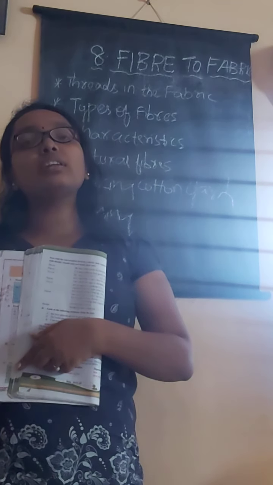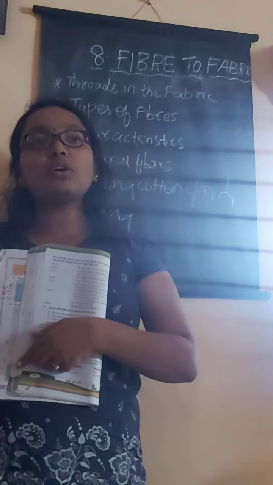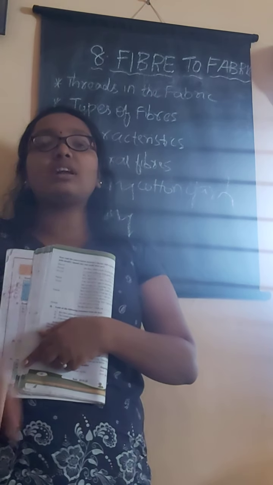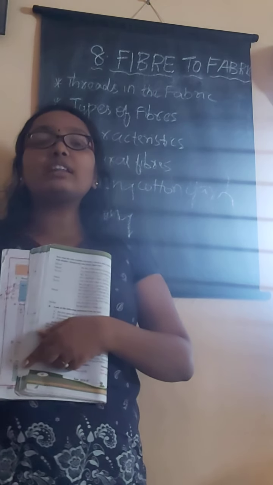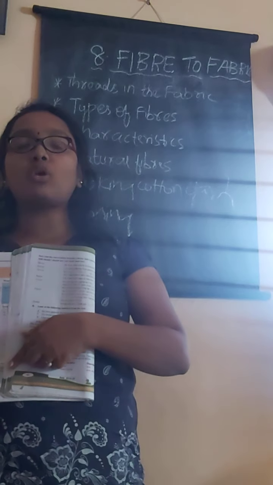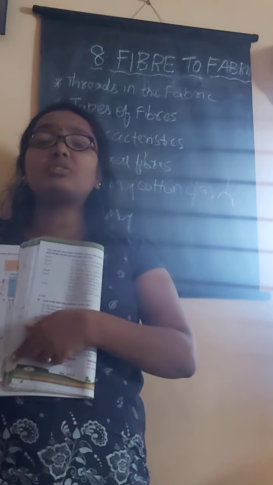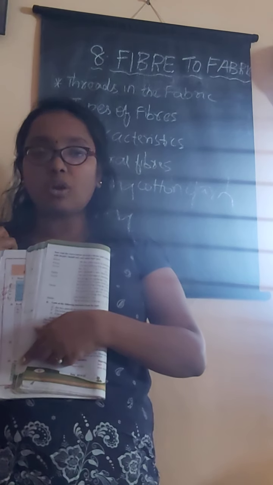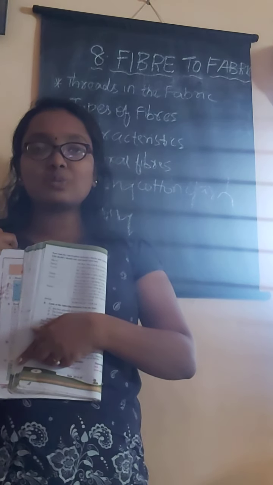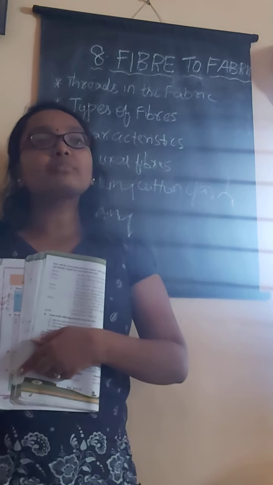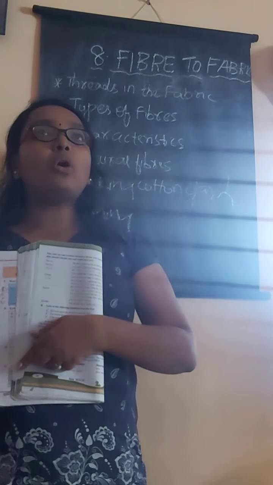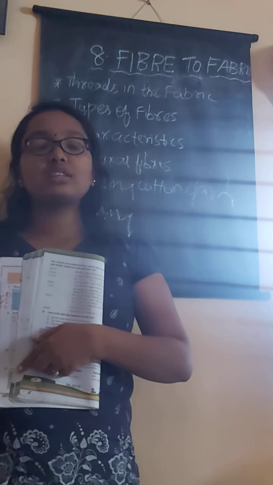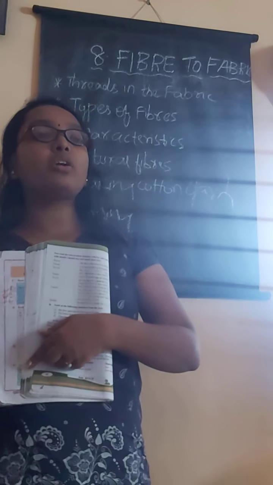Cotton is very smooth in nature, and cotton cloths are also very smooth. We prefer cotton cloths more in summer, because they absorb the sweat and give us coolness. The source of cotton is the cotton bolls.